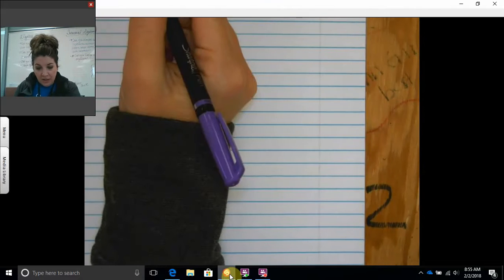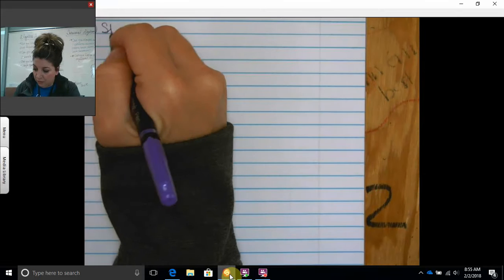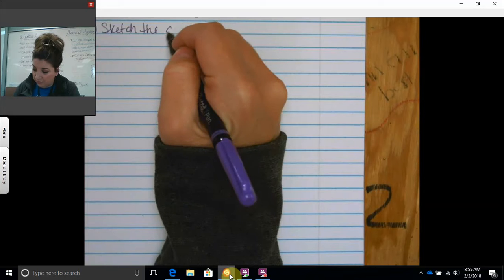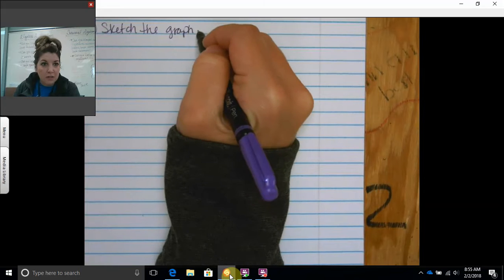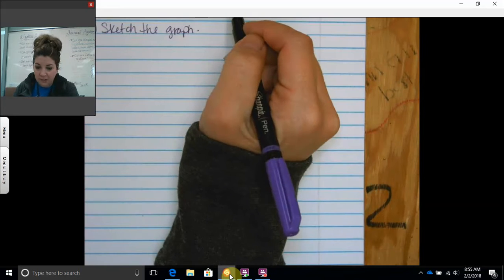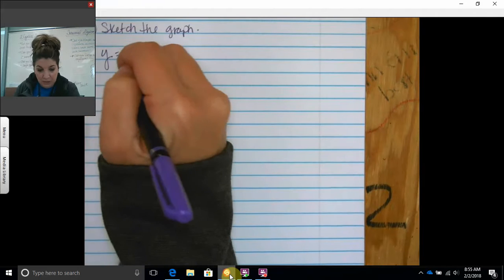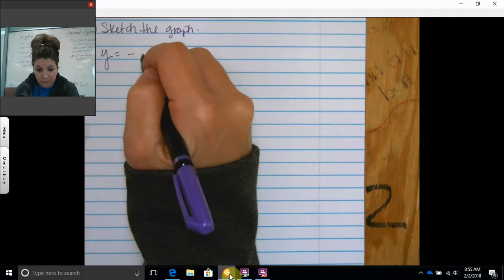So what example am I on? 4. Alright, sketch the graph of the following polynomial. Today on your assignment, you're going to be graphing, and graphing. So if you still get confused by this, make sure you pay good attention.